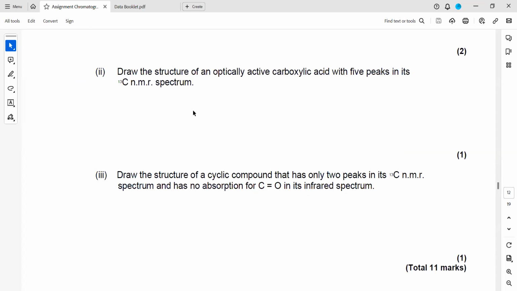Then draw a structure of an optically active carboxylic acid with 5 peaks in its carbon 13 spectrum. Look, carbon 12 is not magnetic, it is not affected by a magnetic field, but carbon 13 is affected by a magnetic field. And we have to draw, like there is a peak.